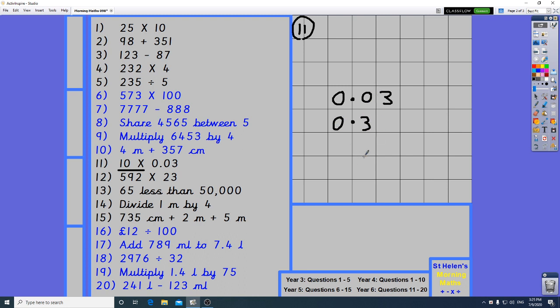0.3. So 10 times 0.03 is 0.3. That's our answer using what I call the mover method.